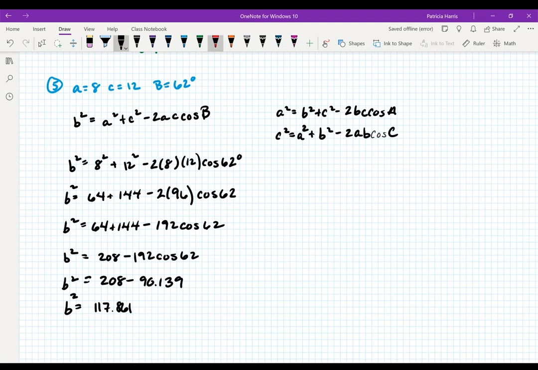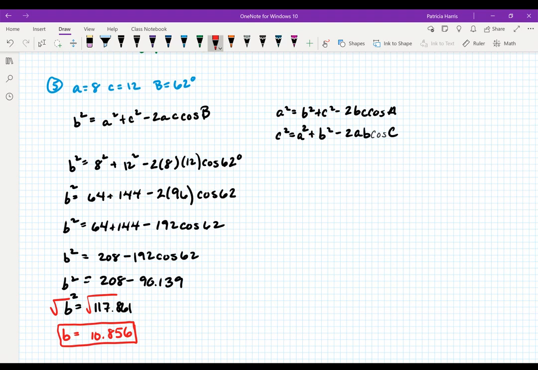Okay, and now I'm ready to take the square root. So 10.856. And there's law of cosines.